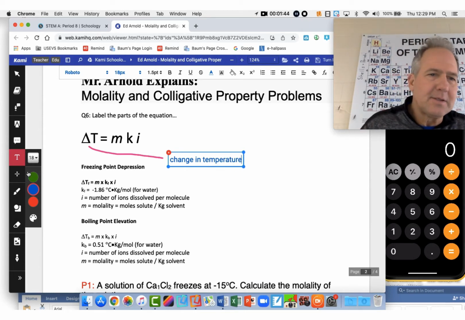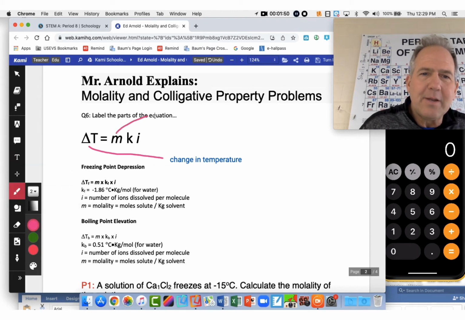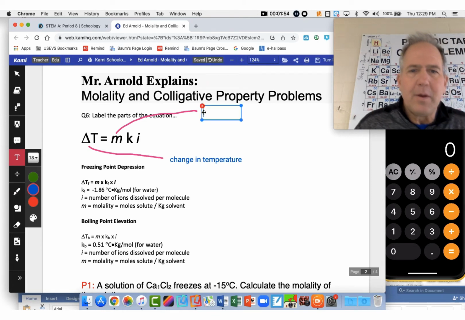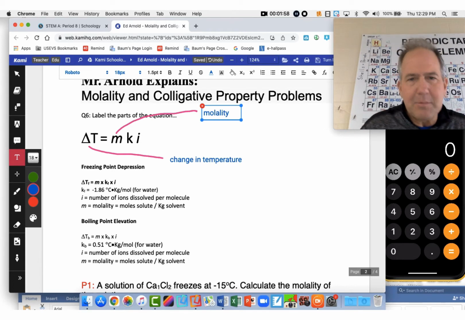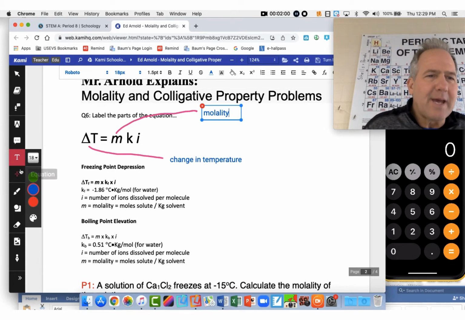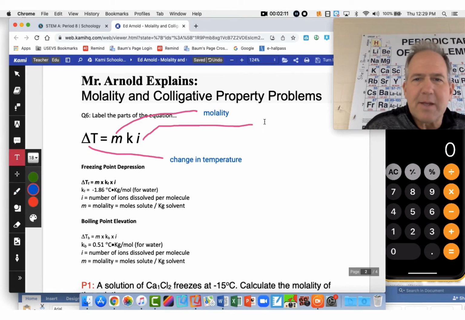All right. This next part, that M. Of course, we know that M, right? I hope we know it. That's molality, so let's type that in there. Molality, not molarity. That I, and that I was on one of those papers for the chemistry kids, not so much for the other ones, stands for the number of ions. So let's type that in there also.